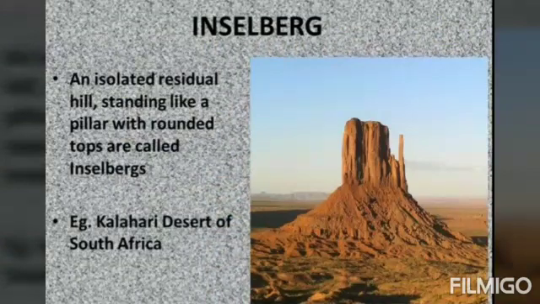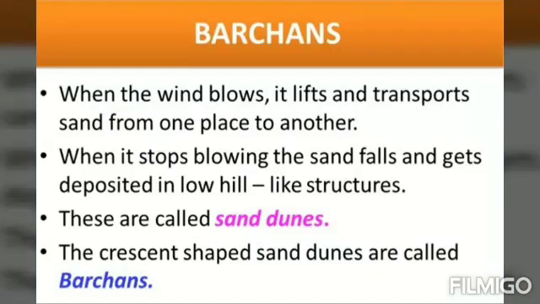Next one, INSELBERG. An isolated residual hill standing like a pillar with a rounded top is called an INSELBERG. Example, Kalahari Desert of South Africa. It looks like a pillar; the top part is flat. It's called an INSELBERG.